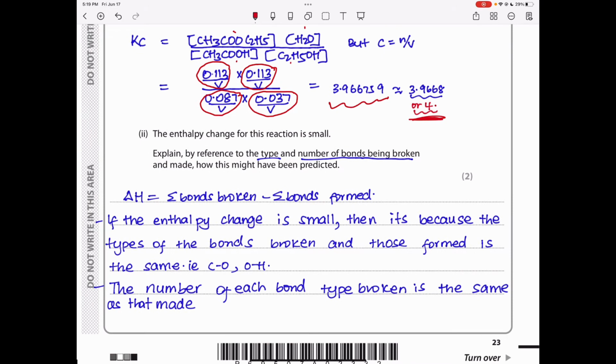So the next part says the enthalpy change for this reaction is small, explain by reference to the type and number of bonds being broken and made how this might be possible. Now, enthalpy change using bonds broken and bonds formed is given by this equation. Enthalpy change is equal to the summation of bonds broken minus the summation of bonds formed. If you look back, the bonds broken and the bonds formed are almost the same.